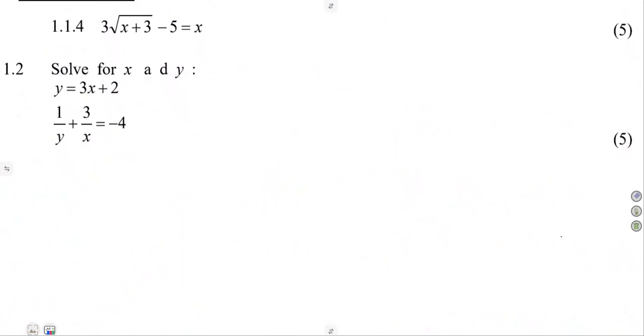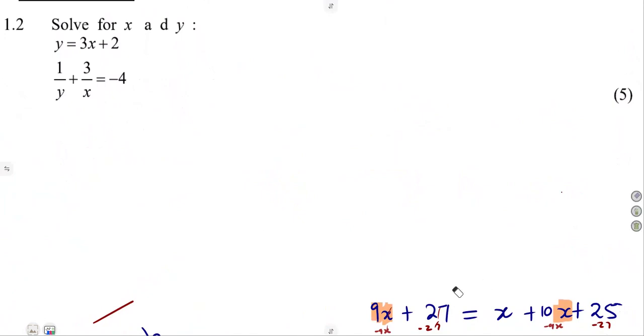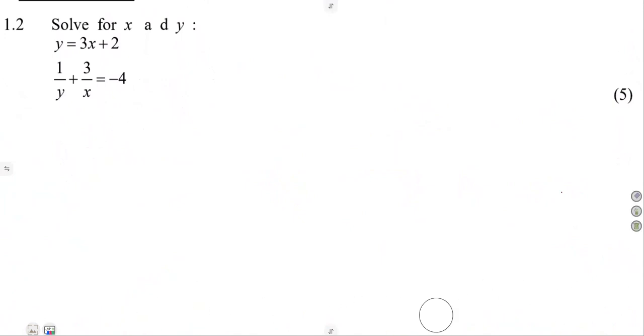All right, without wasting your time, guys, let's consider 1.2, part of our simultaneous equations. Solve for x and y, given these two equations. If we check the first equation, that is y is equal to 3x plus 2. It is already in simplest form, y is already the subject of the formula. That's our equation 1. From equation 2, is it possible that we can make y the subject?